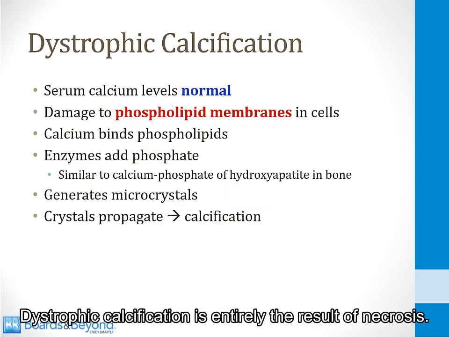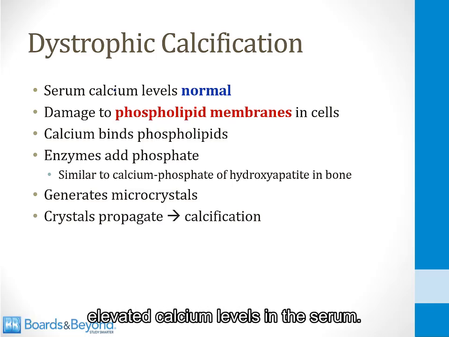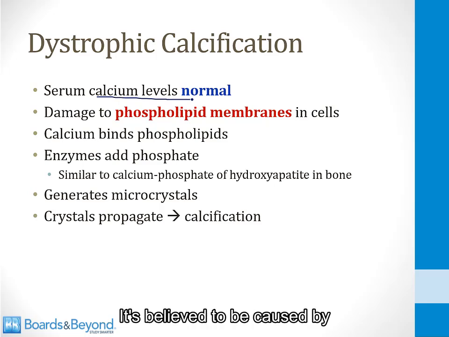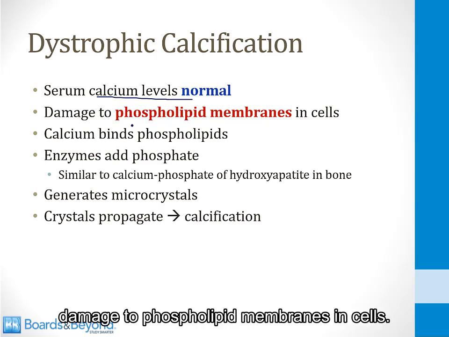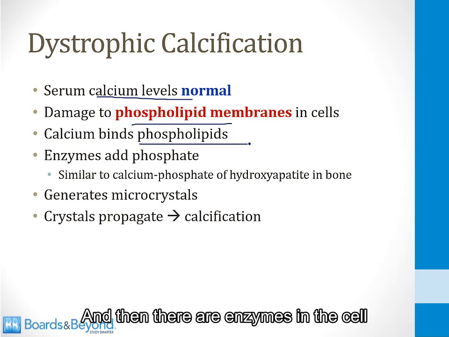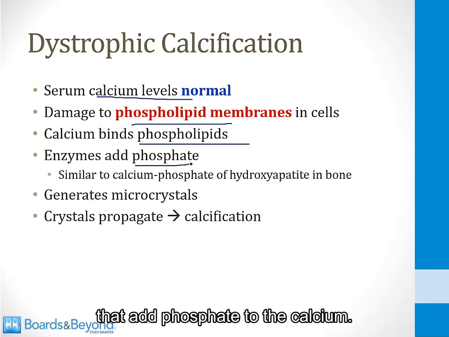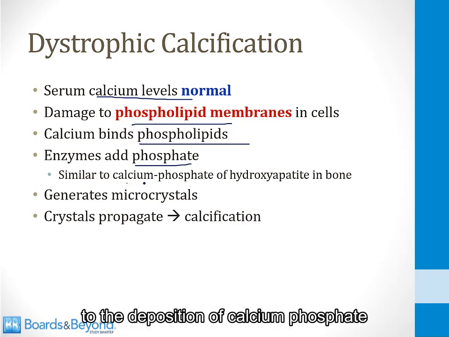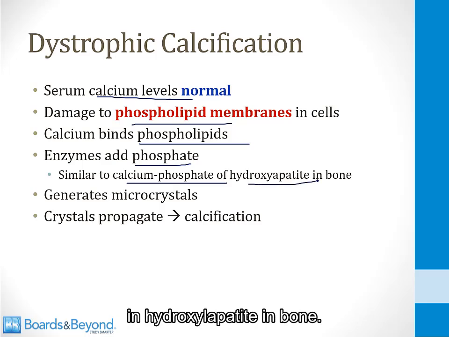Dystrophic calcification is entirely the result of necrosis. It has nothing to do with elevated calcium levels in the serum. Serum calcium levels are normal in patients who have dystrophic calcification. It's believed to be caused by damage to phospholipid membranes in cells. When this happens, calcium can bind the phospholipids, and then there are enzymes in the cell that add phosphate to the calcium, and this basically is a process similar to the deposition of calcium phosphate in hydroxyapatite in bone.